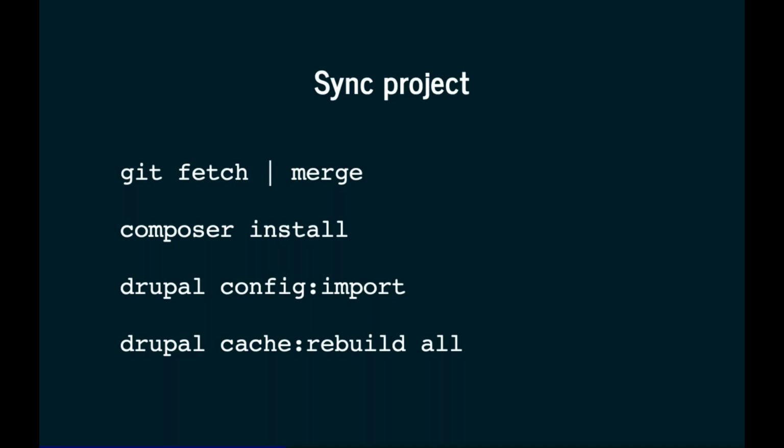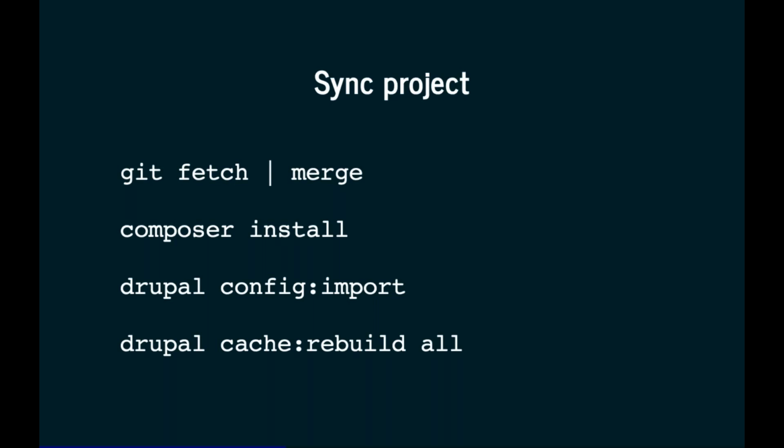What they need to do is just fetch or merge the changes that were already sent. And they need to run composer install again, right? In this case, they will run composer install. And finally, they need to import the configuration, so they run drupal config:import. Remember, in the previous slide, after installing the module, I ran config export. In this case, I'm just getting those files. Those files are already in the repo, so I just run config import, and all the files and configuration will get imported into my site.